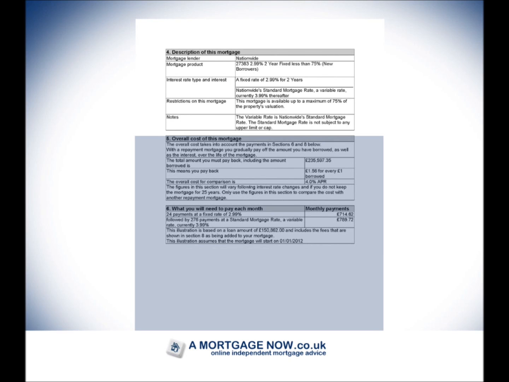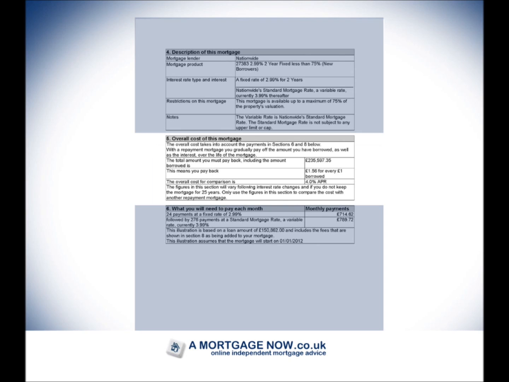Section 4 names the lender and the lender's mortgage product code and product title. Listed here is the interest rate levied, the type of interest rate, in this case a fixed rate, and the period that the interest rate will be applicable. Any restrictions on the mortgage will also be listed in Section 4.